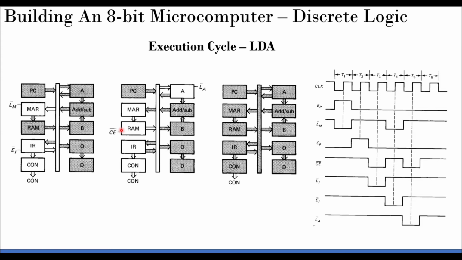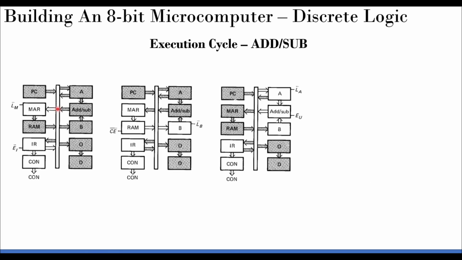The first 3 cycles, T1, T2, T3, are the fetch cycle, which remains the same irrespective of whether it is LDA or add or sub. It is just to fetch the instruction from the RAM to the instruction register. The remaining 3 cycles, T4, T5, T6, are specific to the instruction, whether LDA or add or subtract or out. For LDA we explained it something like this. Now let's quickly go to the add and sub. It is something like this.